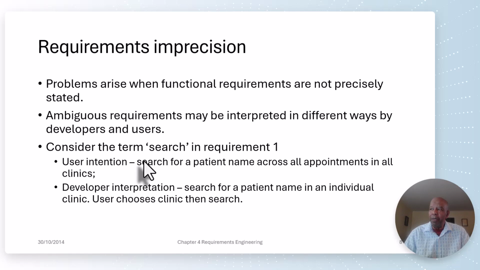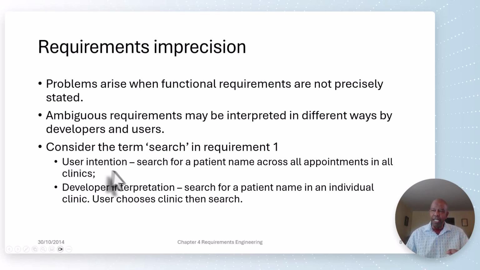Ambiguous requirements may be interpreted different ways. So that is one of the main problems with requirements, making sure that the user who's going to be using the system and the tech or developer who's going to be writing the system are looking at the system in the same way. Okay.